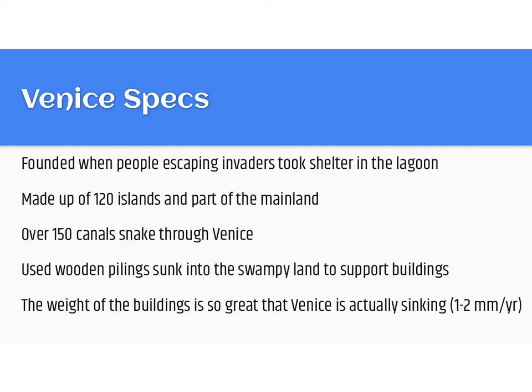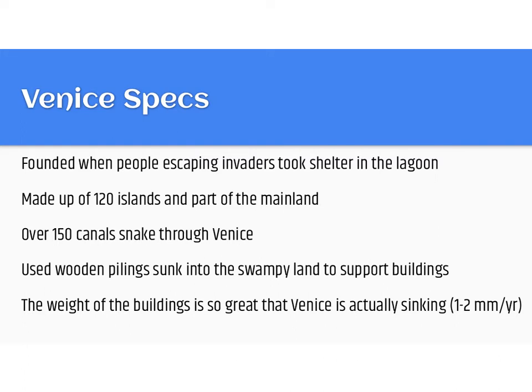The lagoon originally had 120 islands. They have all now been put together, basically, in what is now Venice. And then part of the mainland of Italy is also part of Venice. 150 canals snake through the city of Venice. There is one main one, which you saw.